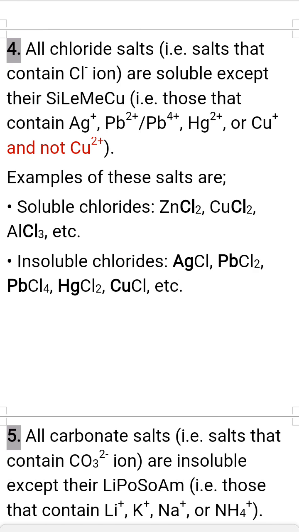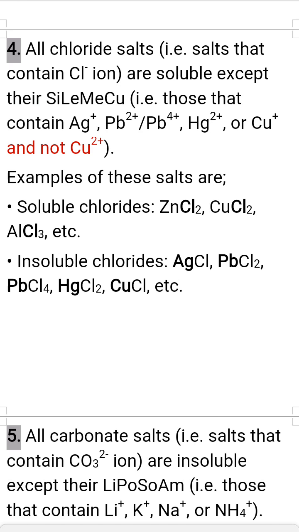Copper 2 plus is soluble, it is not among the exceptions. It's copper 1 ion that is an exception among others. And so copper 1 chloride is insoluble. And how do you recognize it from the formula? CuCl, the one that carries only 1 chlorine. But the one that carries 2 chlorine, CuCl2, that one is copper 2 chloride. That one is soluble in water. It's copper 1 chloride, which contains only 1 chlorine, that does not dissolve in water.